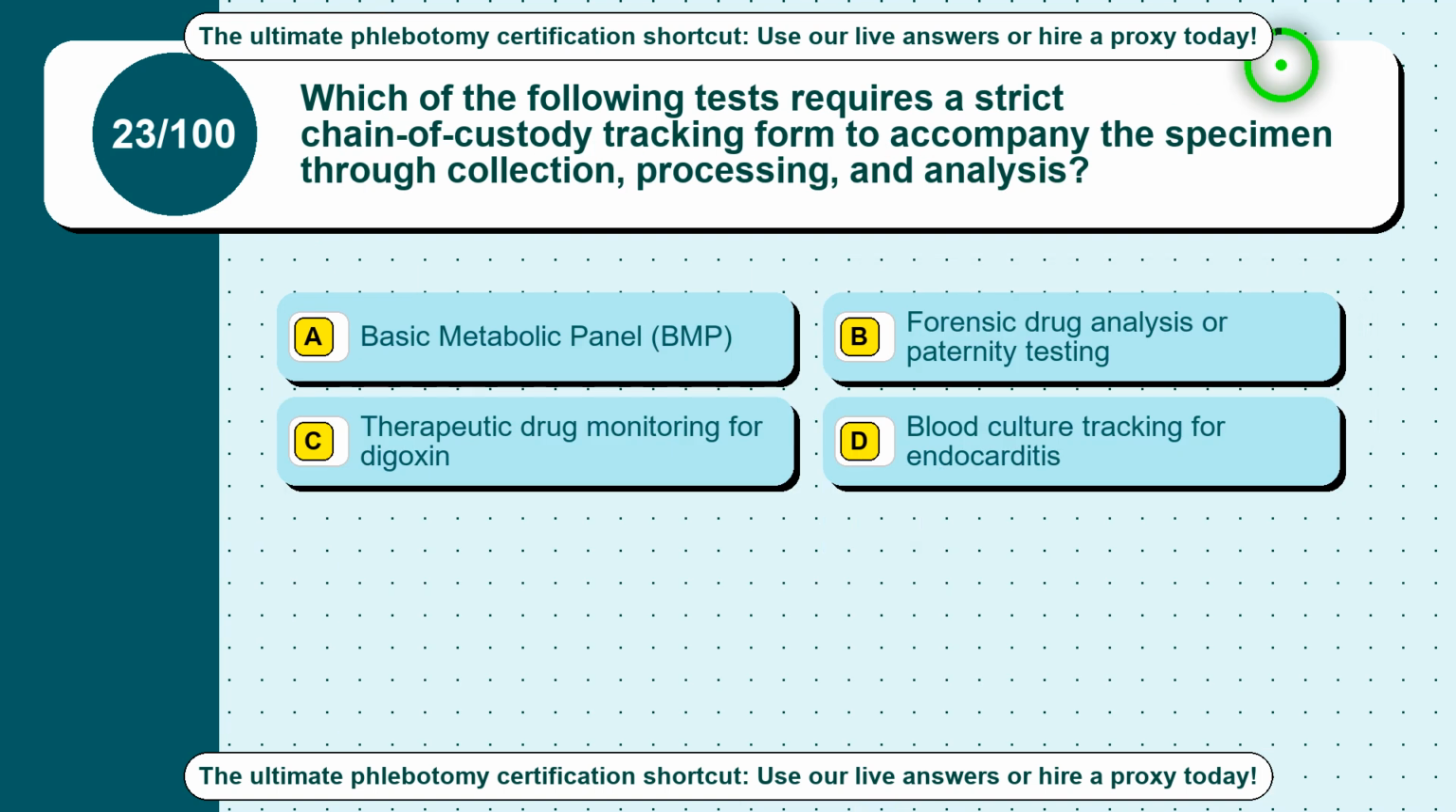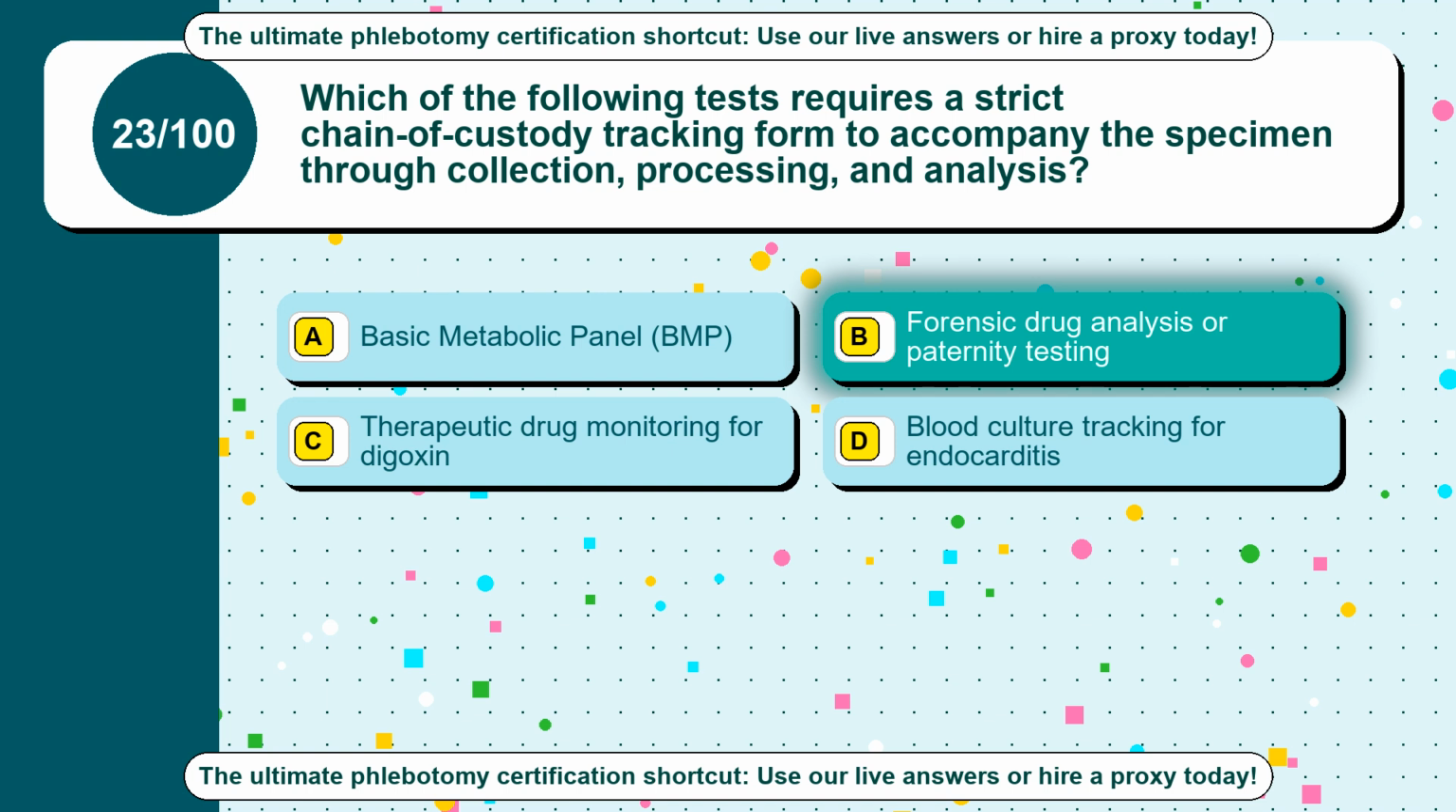Question 23. Which of the following tests requires a strict chain of custody tracking form to accompany the specimen through collection, processing, and analysis? Option A. Basic Metabolic Panel, BMP. Option B. Forensic Drug Analysis or Paternity Testing. Option C. Therapeutic Drug Monitoring for digoxin. Option D. Blood Culture Tracking for endocarditis. The correct answer is option B.